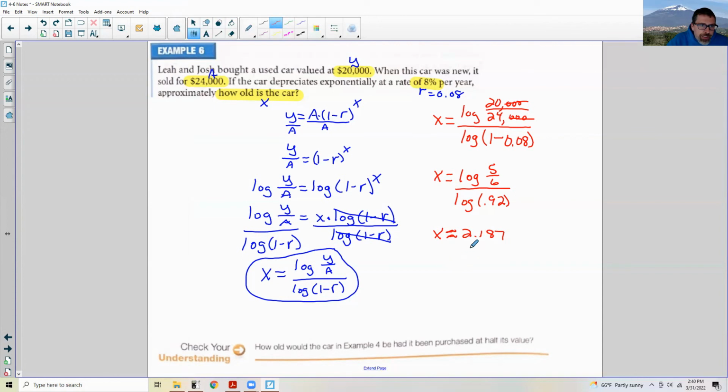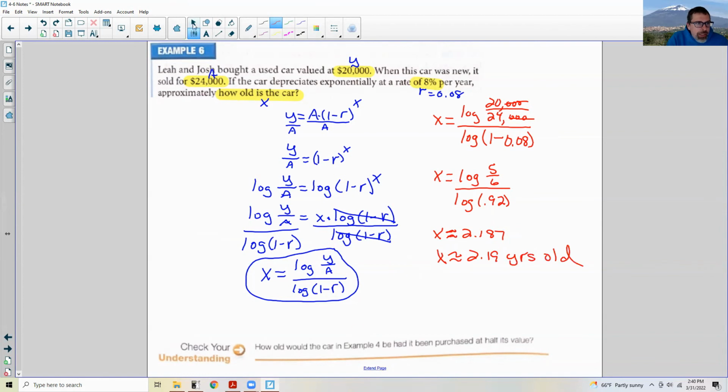0.2 years is 2/10 of a year. 2/10 of 365. 1/10 is 3.6 days, so that'd be like 7 days, something like that. All right, something like that. So let's just say X is approximately 2.19 years old. All right, so there it is.